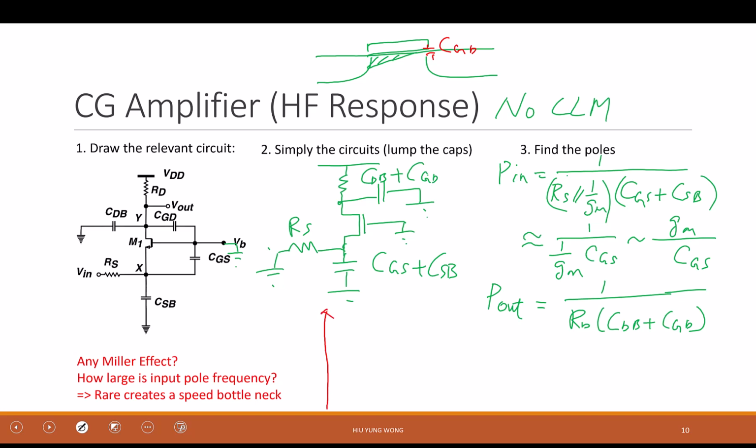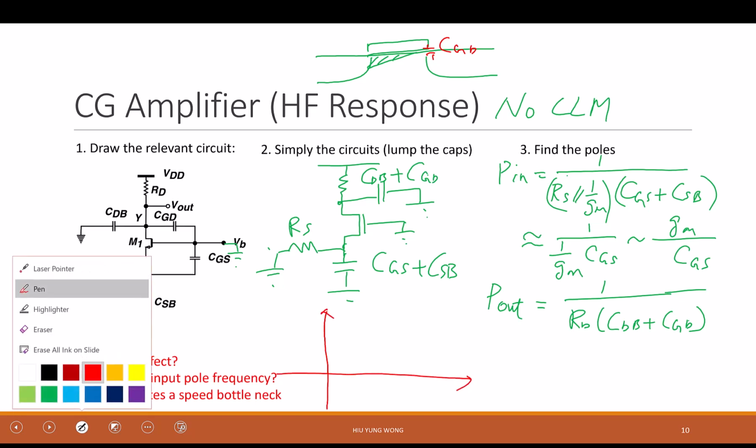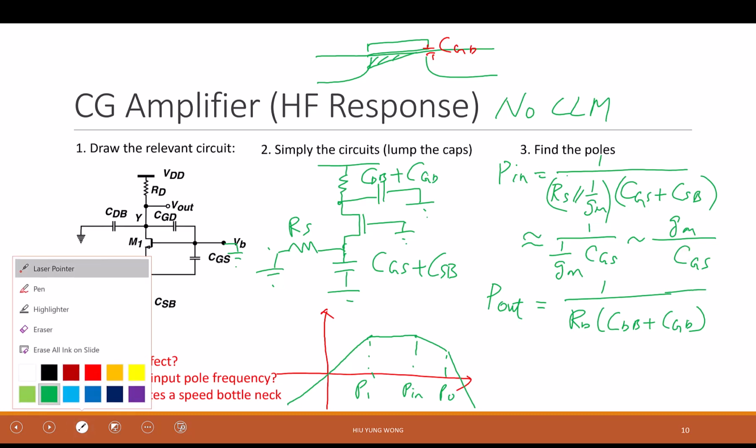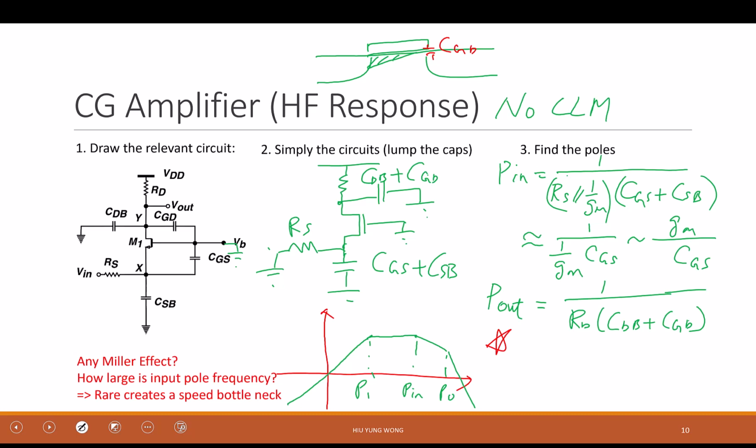So let's look at this. This is the Bode plot we have for the common gate amplifier. It starts at 0, hits pole 1, becomes constant at GM RD, and then you hit P in and P out. Okay, what is P in? Anyone remember this expression? GM divided by CGS. P in.